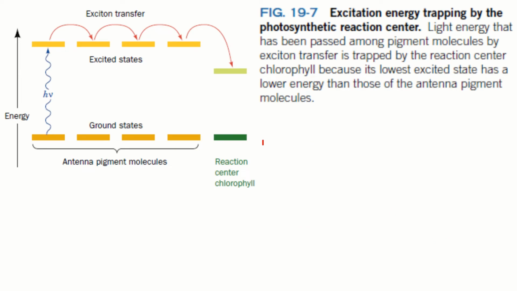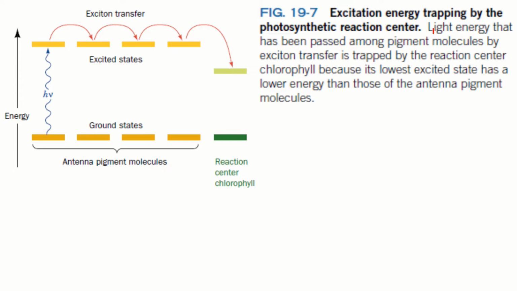How is the energy being transferred? The excitation energy is being trapped by the photosynthetic reaction center. You can see here, these are the antenna pigment molecules. Energy is falling upon it, E is equal to h nu, and this energy level is actually excited. These excited molecules are transferring their energy to the nearby molecule like that. Ultimately, they are reaching the reaction center chlorophyll.